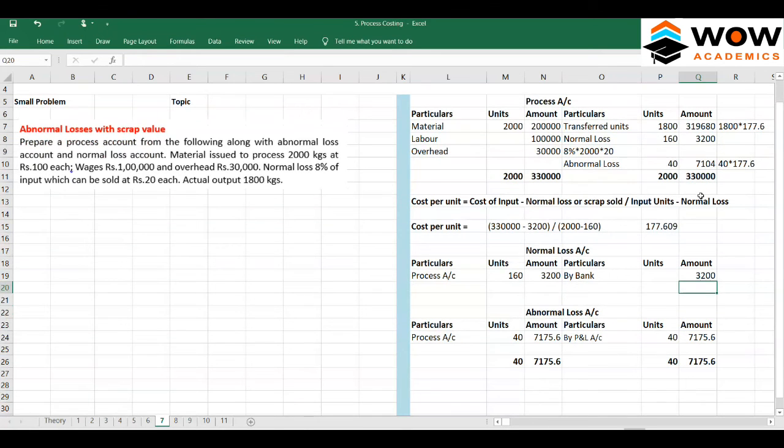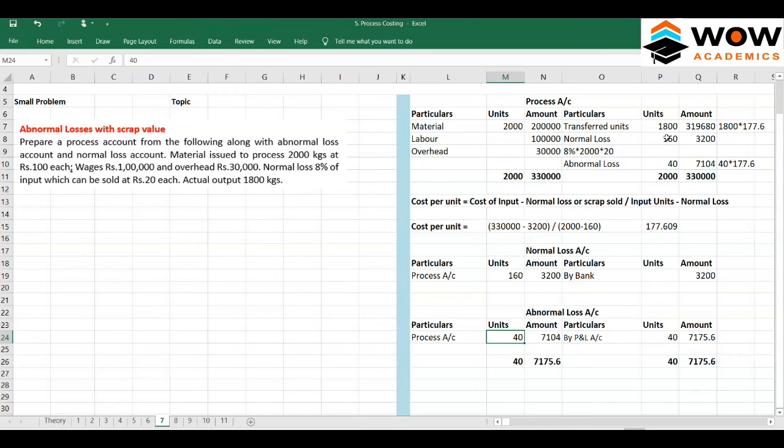So here if you see, there is also an abnormal loss. The abnormal loss value is 7,104. So this abnormal loss value, we don't need to transfer all of them to the P&L account, because abnormal loss is also a unit, something like a scrap.